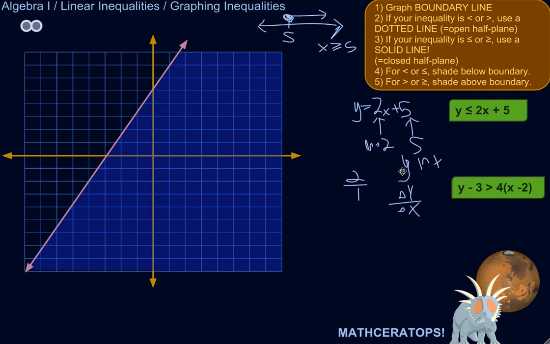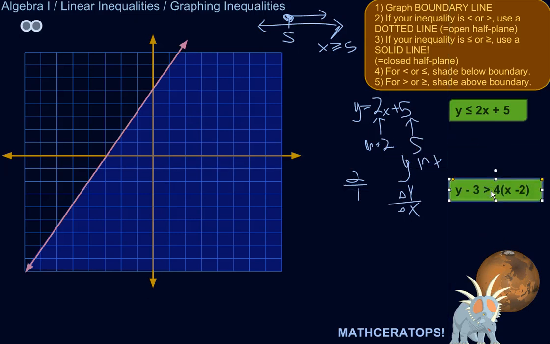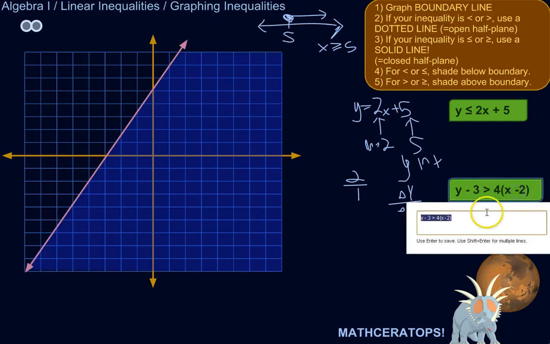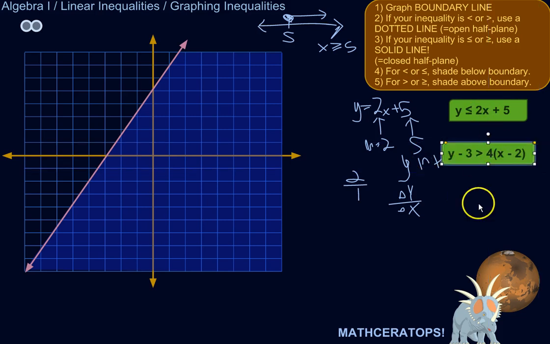So okay, why don't you check out this inequality? This is in point slope form, which means that 3 is the y coordinate of a point on the line, and that 2 is the x coordinate of a point on the line, and that 4 is the slope. If that doesn't make sense to you, you can just convert this into slope-intercept form if you're more comfortable with that.